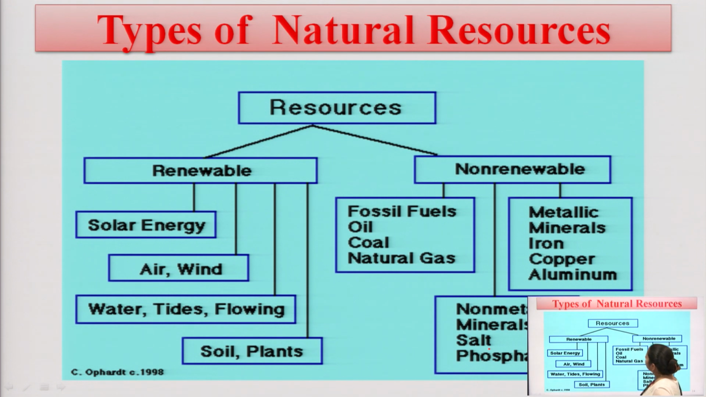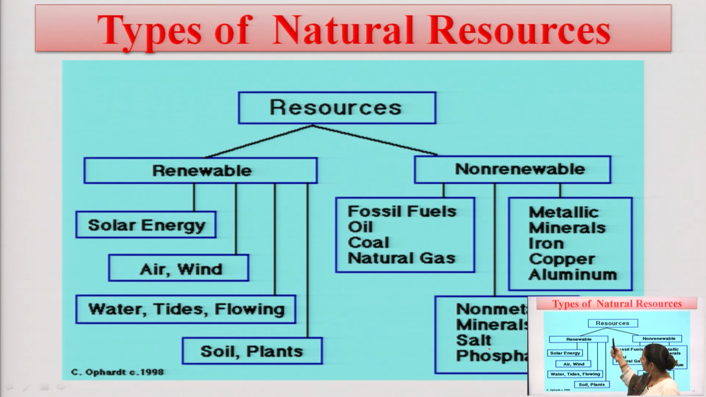Okay. Now, here we see in this slide the types of natural resources, as we have discussed in our previous slide. Natural resources are classified into two basic parts. First is renewable and second is non-renewable resource. Renewable resource means which can be renewed, and non-renewable resource means which cannot be renewed in a shorter period of time.